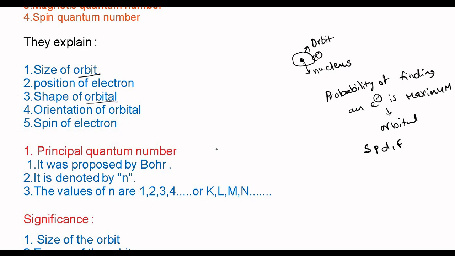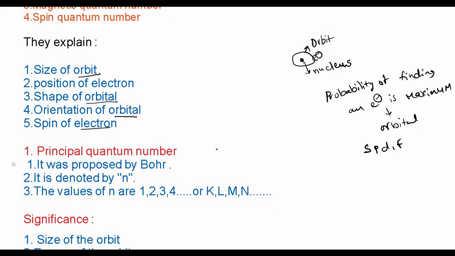So while writing these quantum numbers, you should keep in mind which quantum number explains the orbit and which quantum number explains the orbital. So these quantum numbers explain the size of the orbit, position of the electron, shape of the orbital, orientation of the orbital, again here orbital, and spin of the electron.